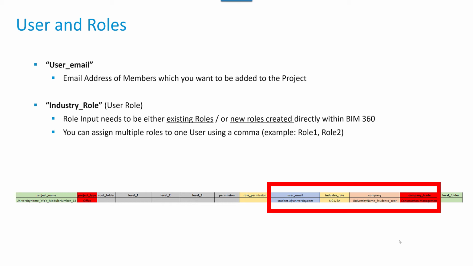The role input needs to be either an existing role or new roles which are created directly in BIM 360. You can assign multiple roles to one user using a comma. Example would be role 1, comma, space, role 2. Please note that currently only 2 roles can be assigned to one user using the script.